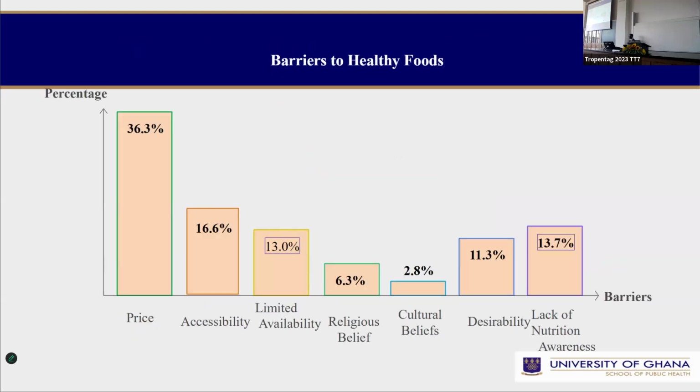Barriers to healthy food: prices are high, lack of accessibility, and also limited availability of healthy food. Some also believe in desirability, that healthy foods are not as tasty as the convenience processed food. And others also say it is lack of nutrition awareness.